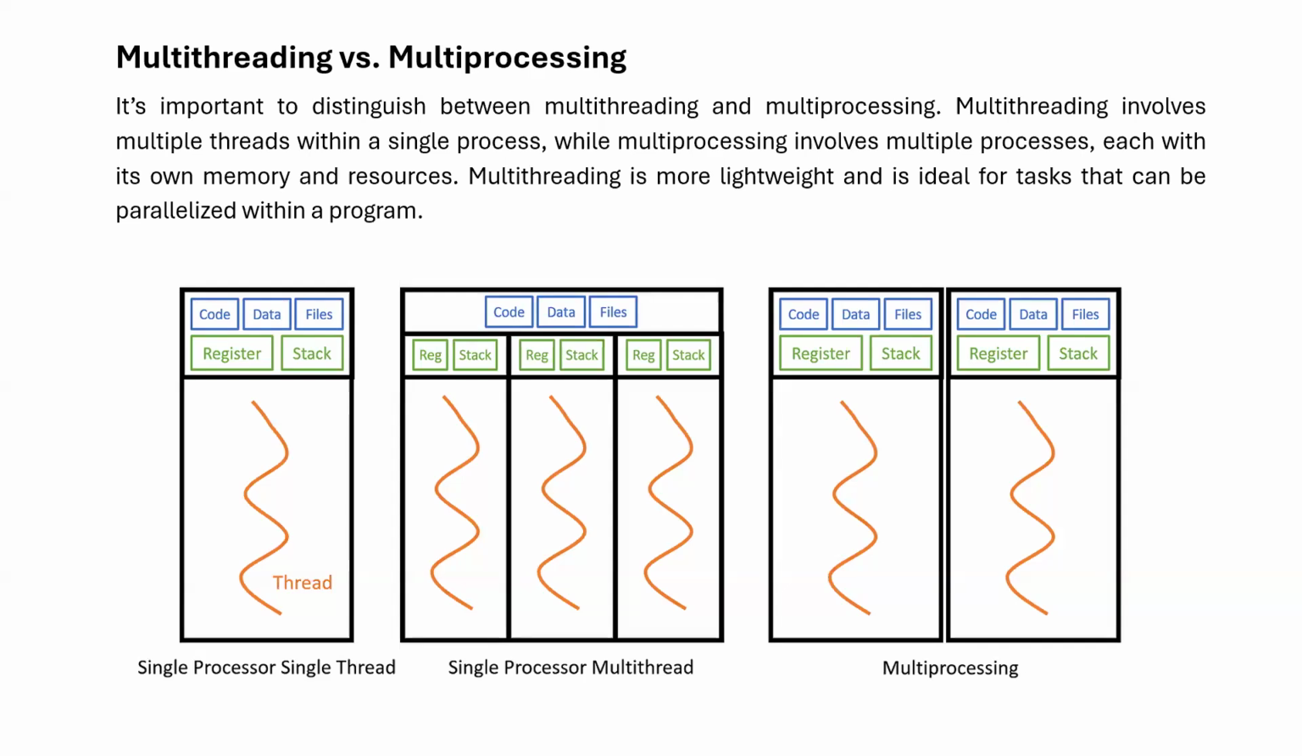But when you talk about multiprocessing, you are talking about code, data, and files not being shared. Each process will have its own code, data, and files, and its own register and stack as well. And they will be running simultaneously. So that's what we call multiprocessing. I need us to understand this.